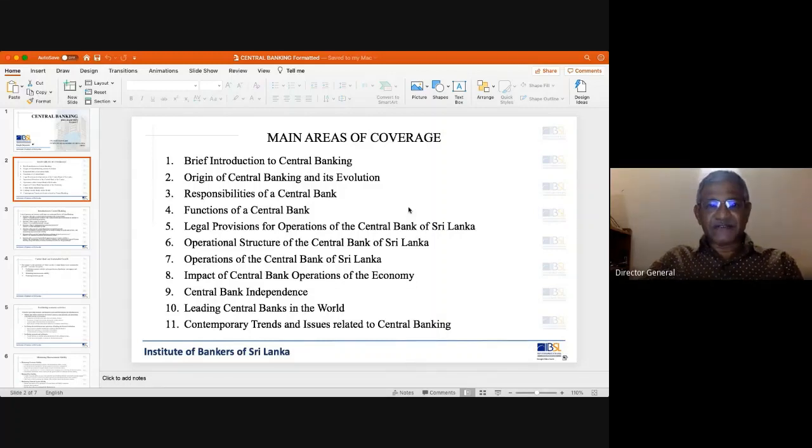The responsibilities of a central bank. As we know, a central bank is an institution that the society has created to facilitate its activities. Then the society also has given responsibilities for the central bank to perform. The central bank is entrusted with those responsibilities to ensure that the expected service of the central bank is received by the members of the society. And to discharge those responsibilities, the central bank performs certain functions.